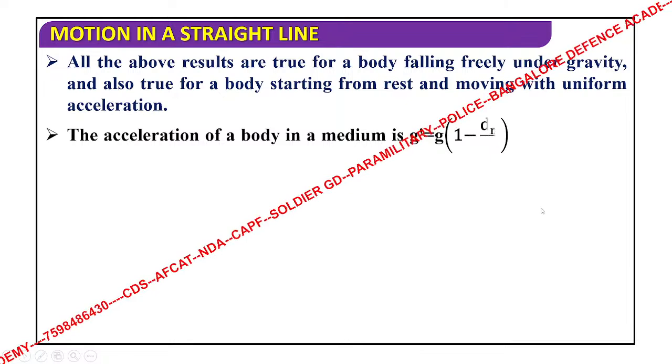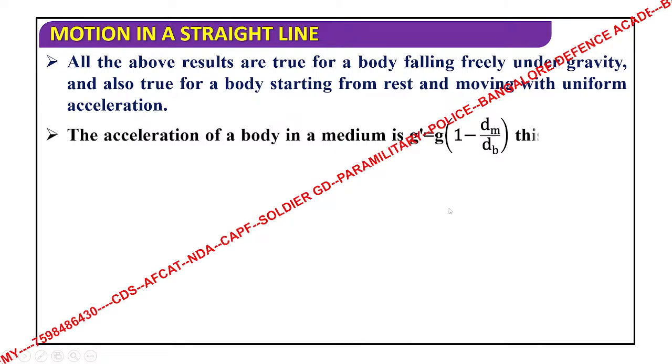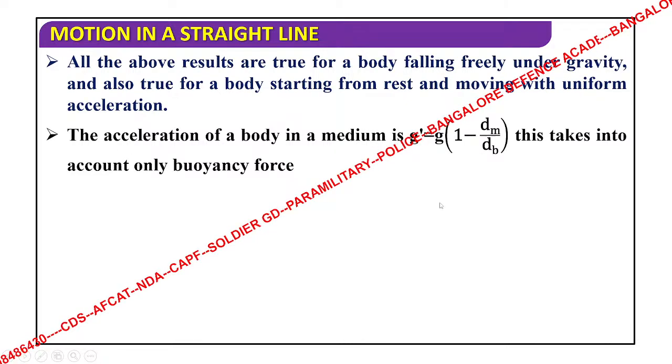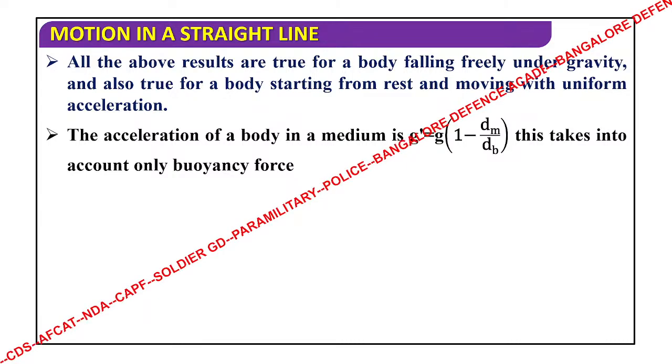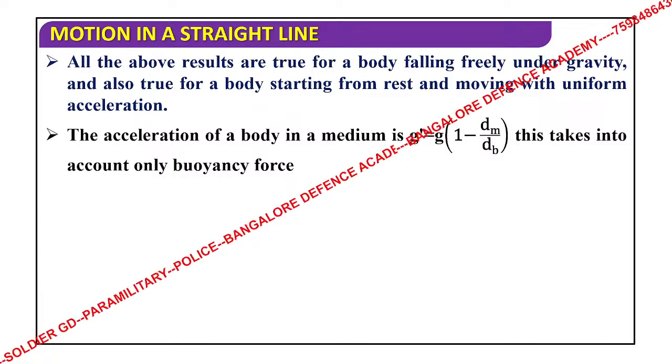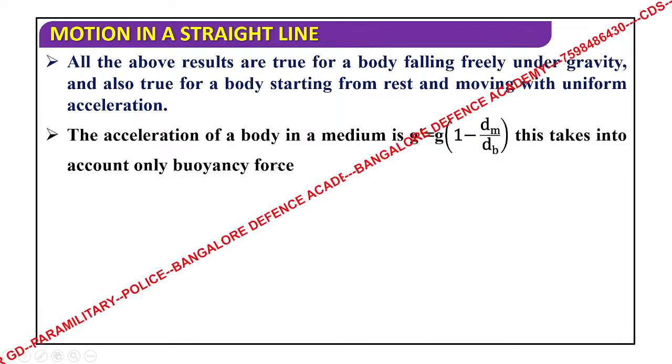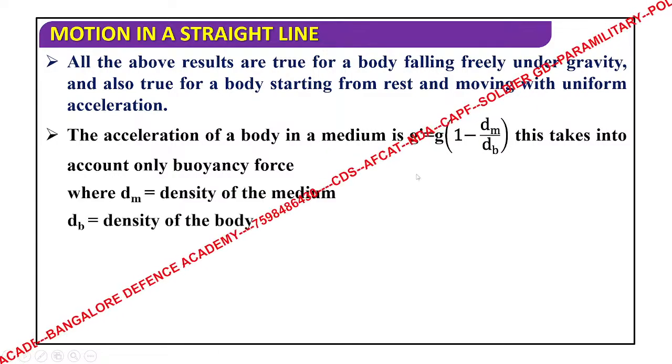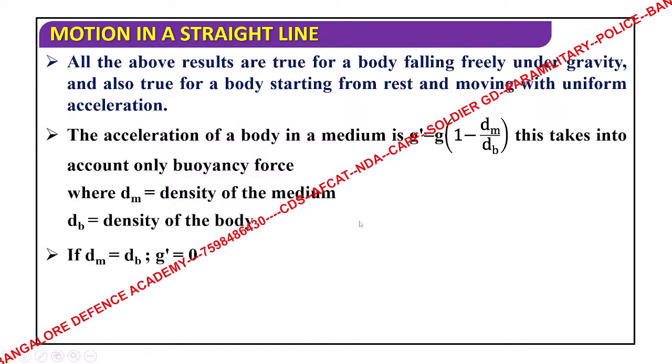Now next, the acceleration of a body in a medium is g dash. So this is given as g into bracket 1 minus the density of the medium over the density of the body. This takes into account only the buoyancy force. Now, the density of the object plays an important role here.